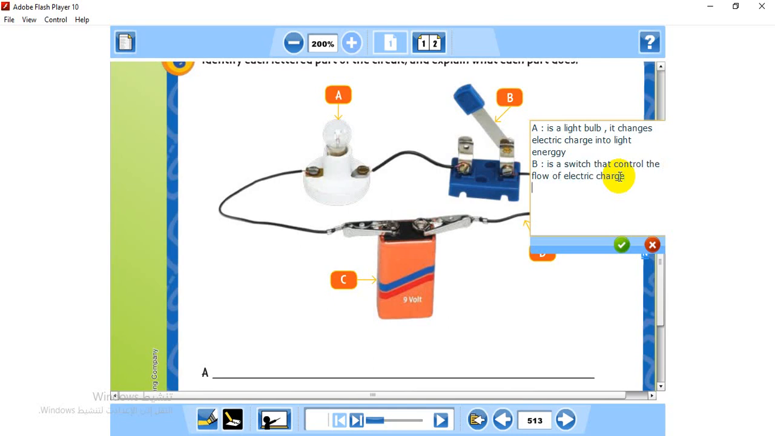Now C is what exactly guys? See this one, this is the C with 9 volts. C is the battery. It supplies what? The electric charge. It supplies the electric charge.